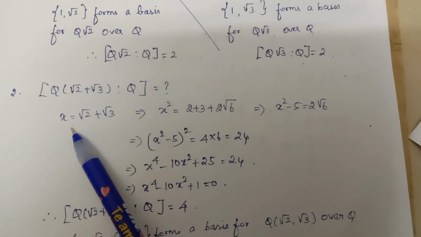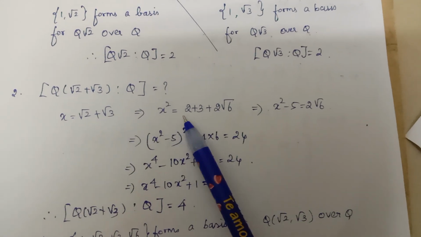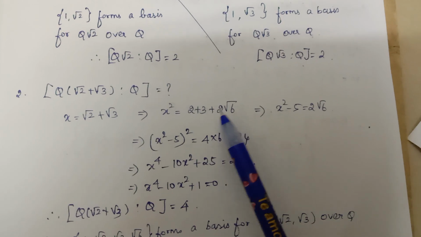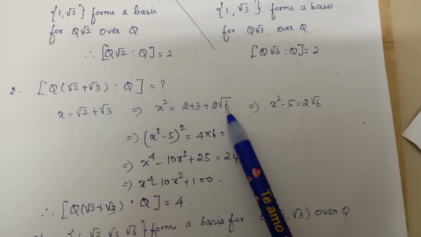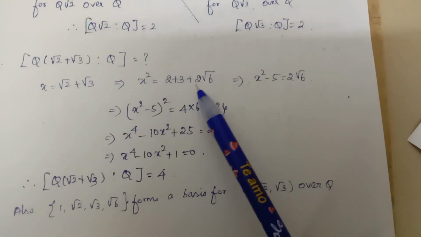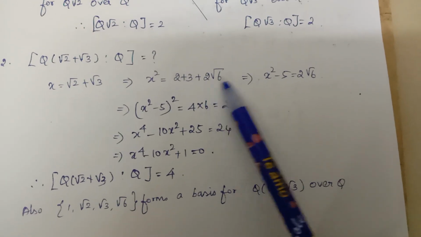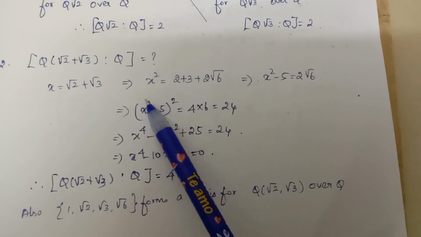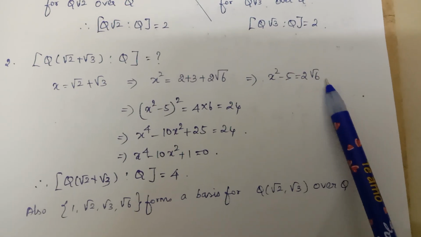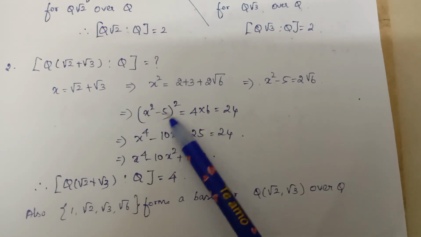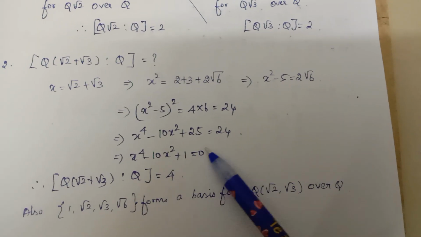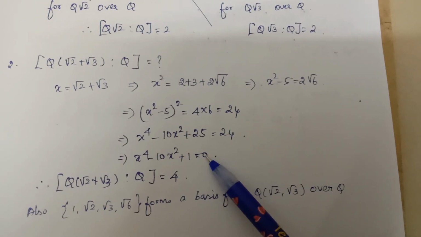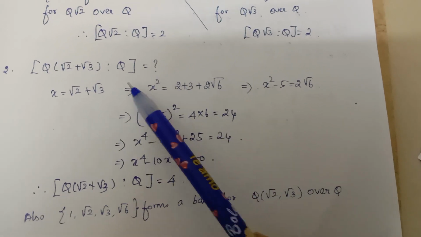See, first I am squaring this element, so what I am getting, x square equal to 2 plus 3 plus 2 root 6. Again, this root 6 is not in Q. So I am trying to eliminate this root 6. For that I rewrite this equation, x square minus 5 equal to 2 root 6. Now again you square it. So (x square minus 5) the whole square equal to 4 into 6 equal to 24. Now I arrived at a polynomial equation whose coefficients are purely in Q.